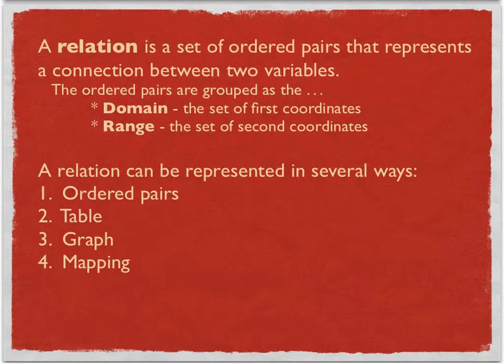So pretty much anytime you see any kind of variables and there's more than one, we can consider that to be a relation. And the two main parts of a relation are the domain and the range.